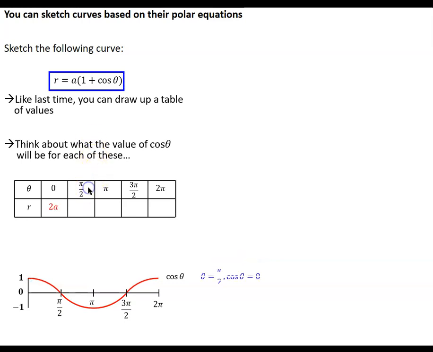At pi on 2, cos pi on 2 is 0. That's this point here. So I substitute 0 in for cos theta, and I get a. When theta is pi, cos pi is negative 1. So if I substitute that into my equation, I get 0, and so on.